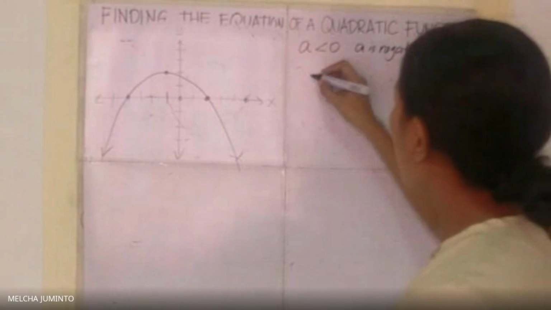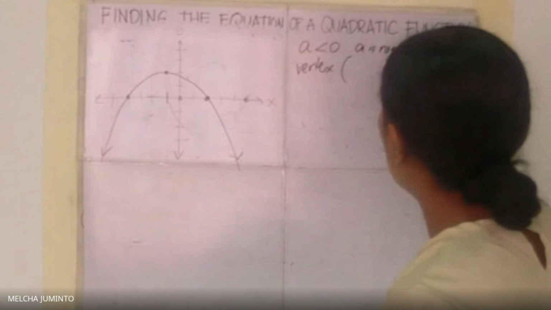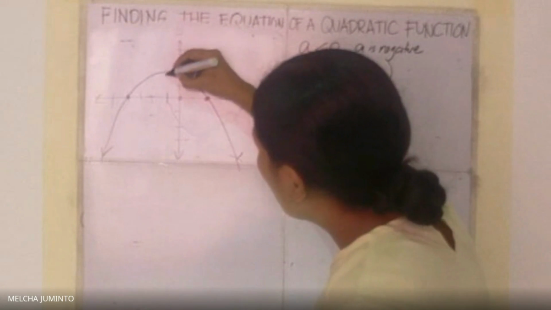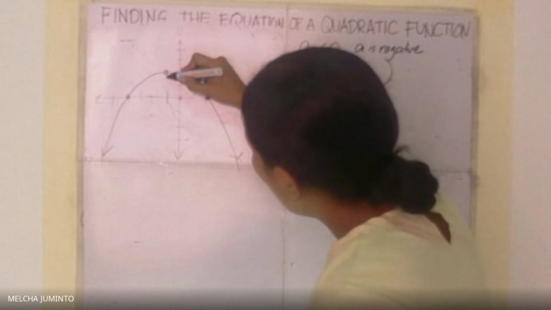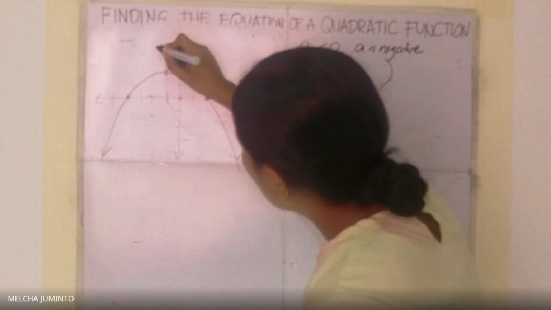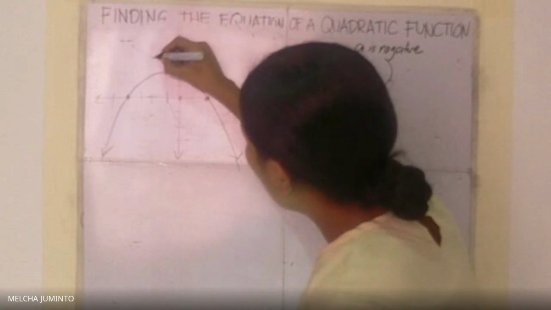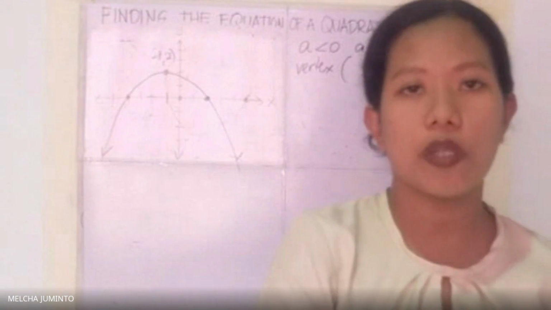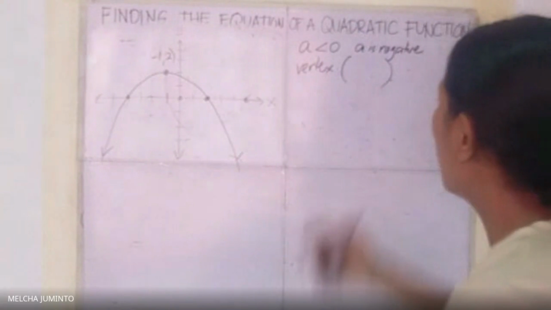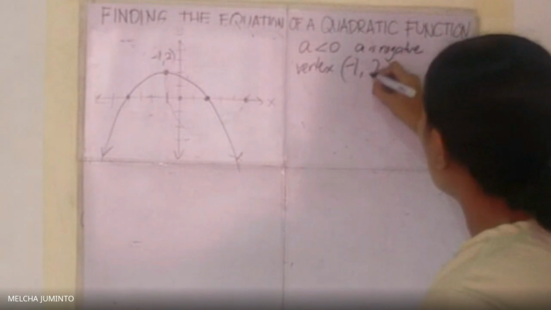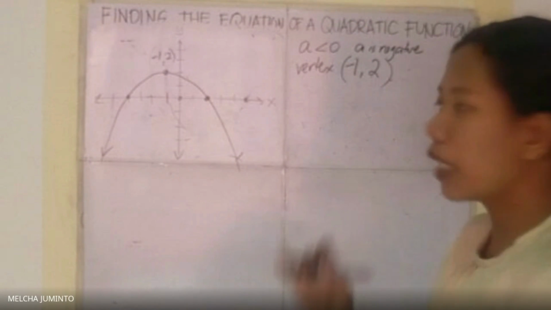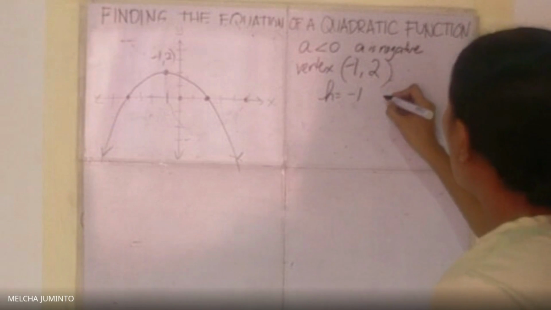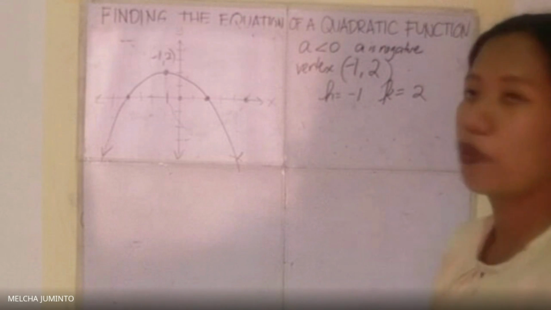Okay. Next, the vertex. To find the vertex, just locate where this point is located. Here it is at -1 for x, and then for y, 1 to +2. It is in line with -1 for x and then +2 for y. Therefore, the vertex is -1, 2. Since the vertex is -1, 2, we can now write that h is -1 while k is +2.